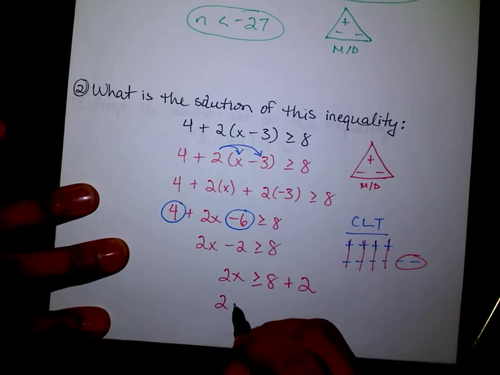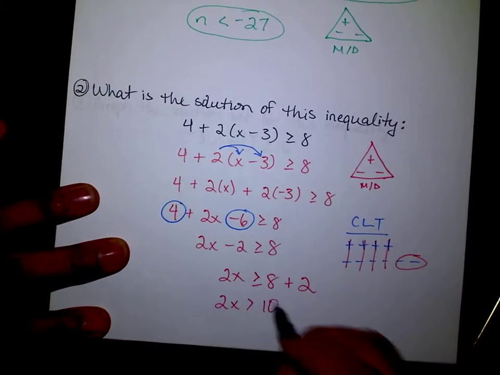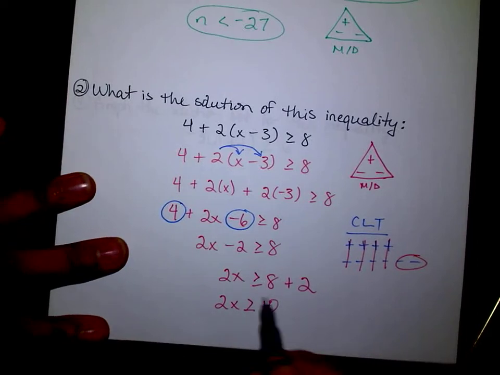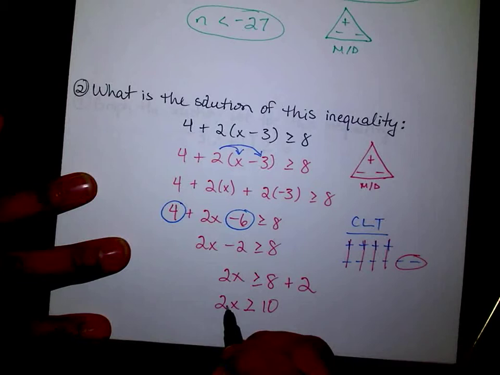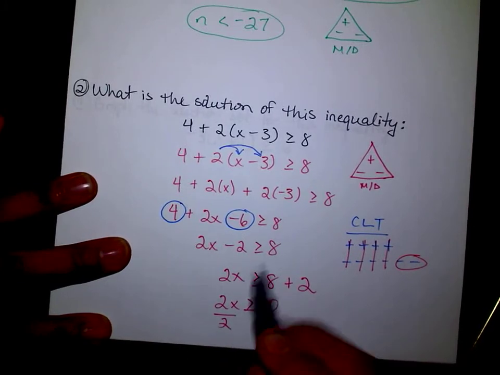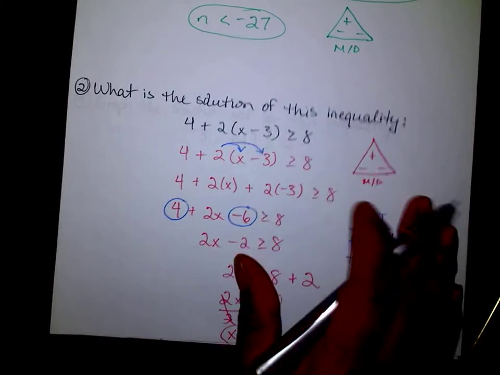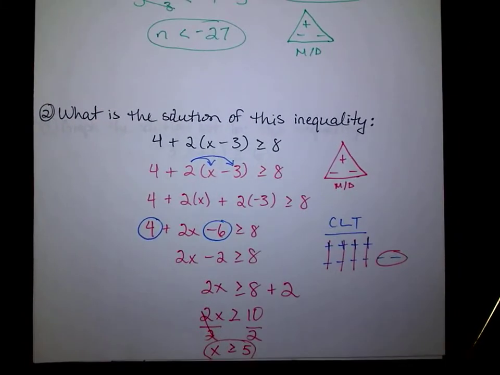Simplify. 2x is greater than or equal to 10. Our last step is to undo multiplication, because this is 2 times x. Undo that. And that's going to give us x is greater than or equal to 5. And we're done. Okay. There we go.